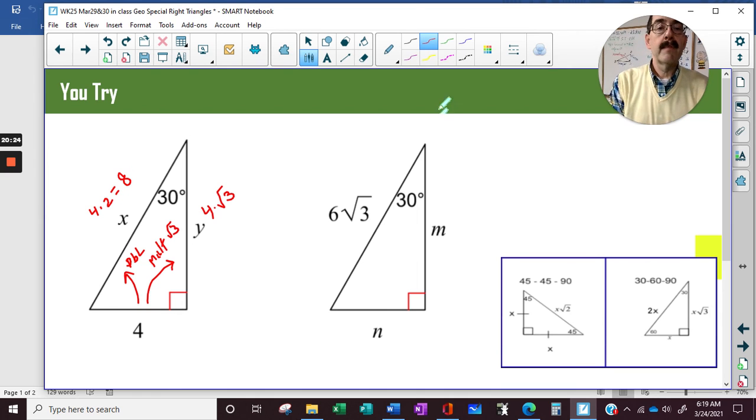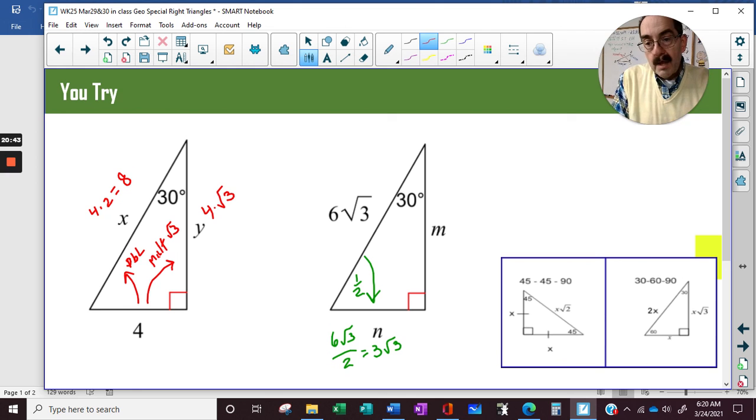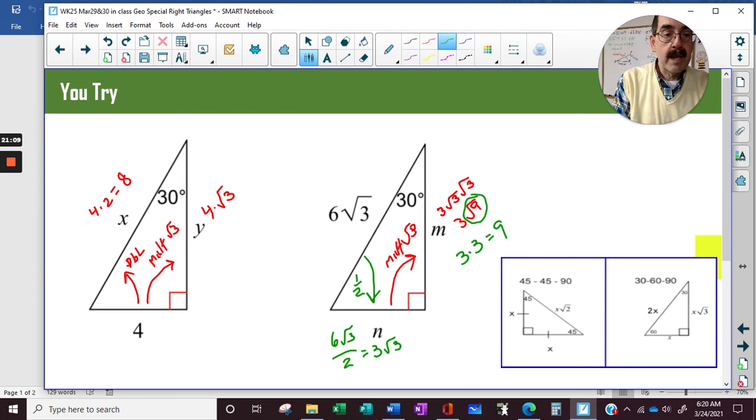Done. Okay? This one. If I double it that way, I cut it in half this way. So I have 6 radical 3 over 2. 6 over 2 is 3. Okay? Then I multiply by radical 3. So 3 radical 3 times radical 3. 3 radical 9. And we know the square root of 9 is 3, so 3 times 3 equals 9. Okay? And we never had to use the Pythagorean theorem.